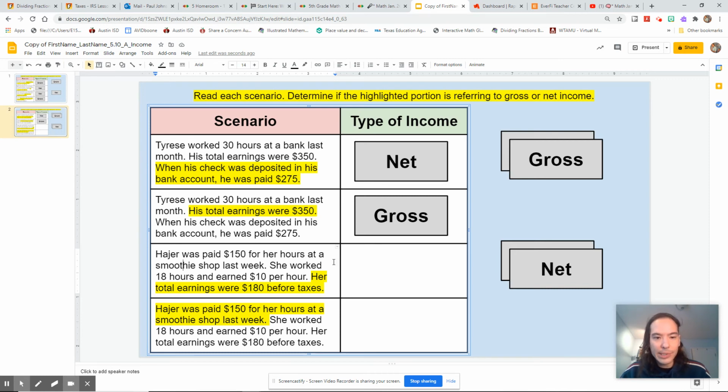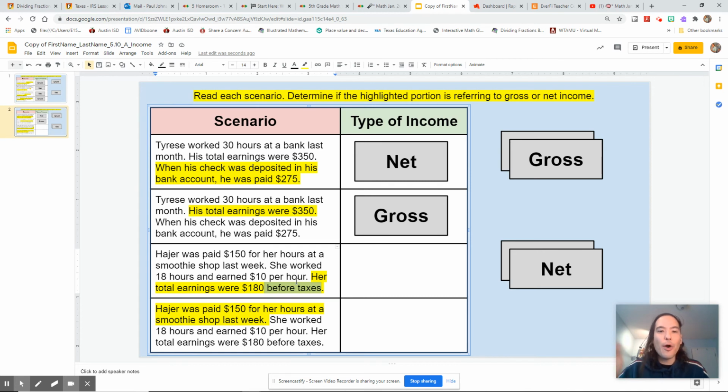Hyra was paid $150 for her hours at the smoothie shop last week. She worked 18 hours and earned $10 per hour. So she was paid $150. Her total earnings before taxes is another huge hint. When you see before taxes, that means gross because that means before taxes are taken out.